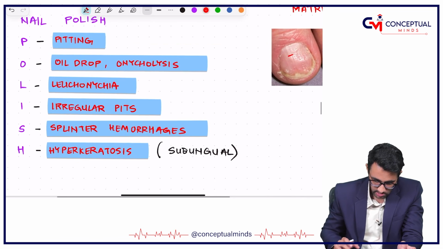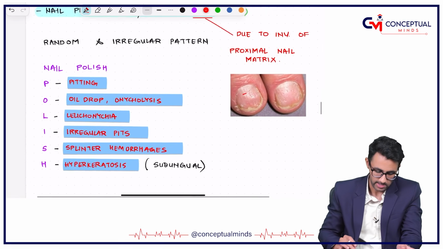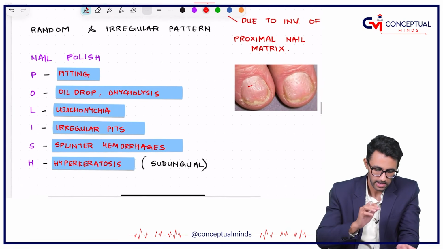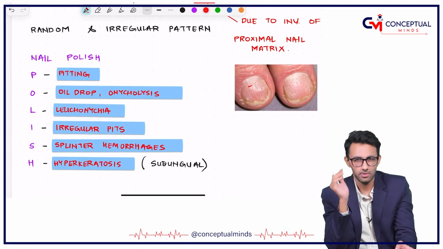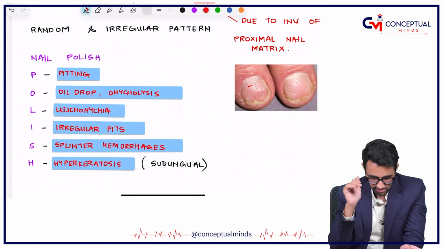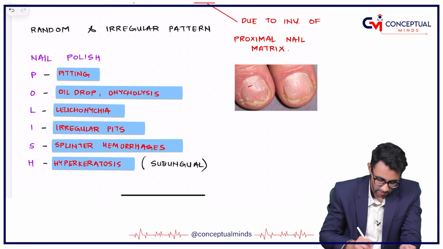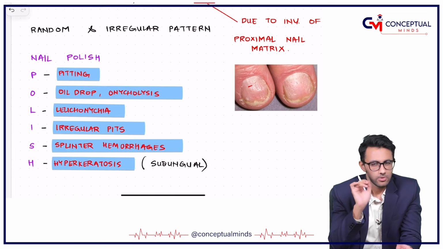Okay, fine. So this was all about the nail findings, the nail polish mnemonic. It is a very general mnemonic we all use to remember the nail findings. It's been used for years and years. So that was all about the nail psoriasis part.